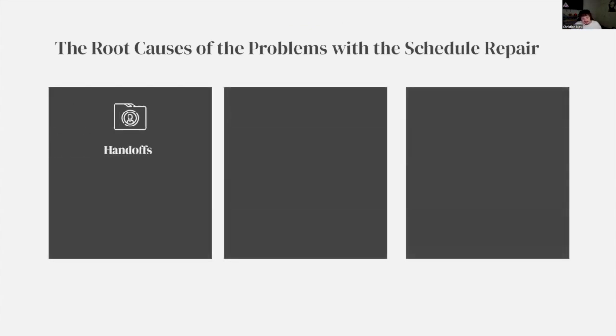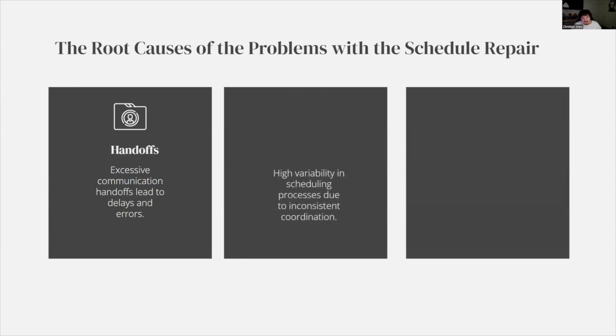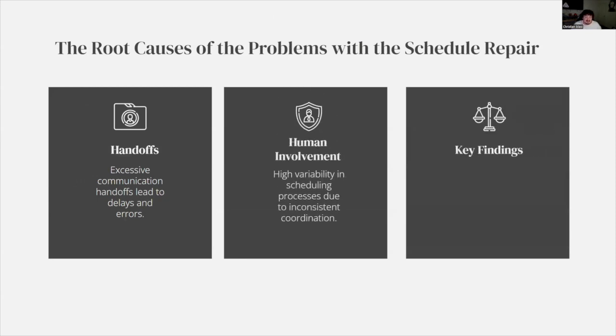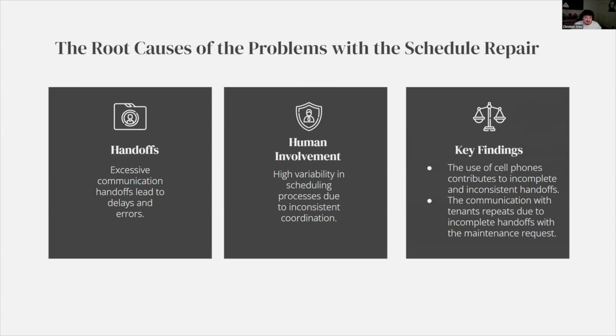Now, the problem that we have encountered with this, number one, is the amount of handoffs. There are too many handoffs among four different parties: the tenant, the property manager, the maintenance manager, and the maintenance staff. It's jumping between too many parties, thus causing too much room for error. Messages can be missed, messages can be delayed, thus causing the total repair process to be delayed.